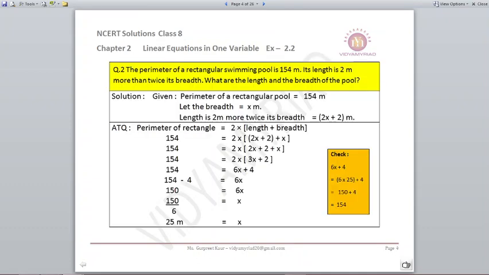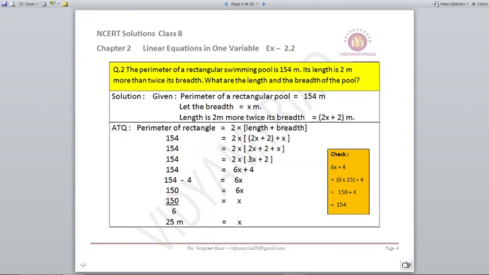Question number 2. The perimeter of a rectangular swimming pool is 154 meter. Its length is 2 meter more than twice its breadth. What are the length and the breadth of the pool? Now we don't know the breadth. So what we are going to do? Let the breadth be x meters. So what is length? They are telling length is 2 meters more than twice its breadth. What is twice? Multiply. 2x plus 2 is your length as per the situation.